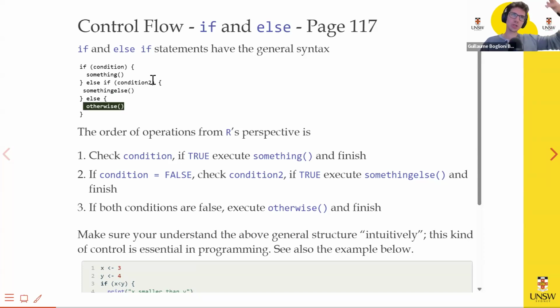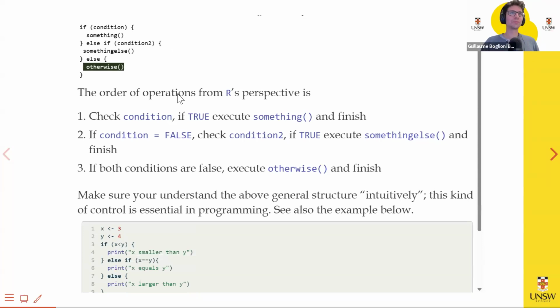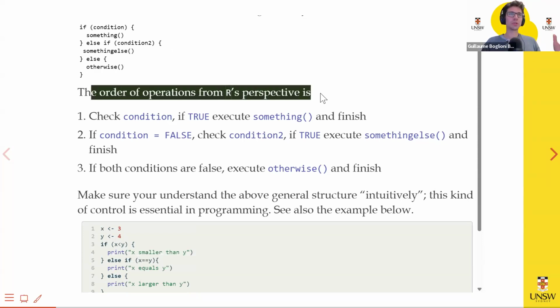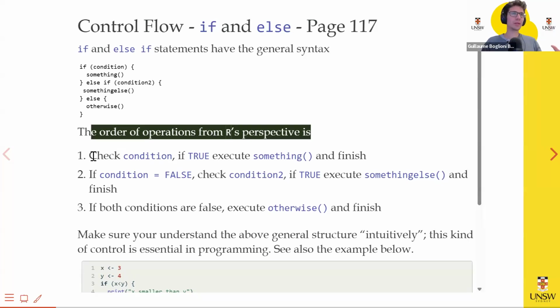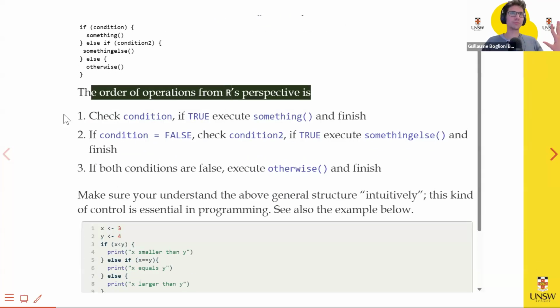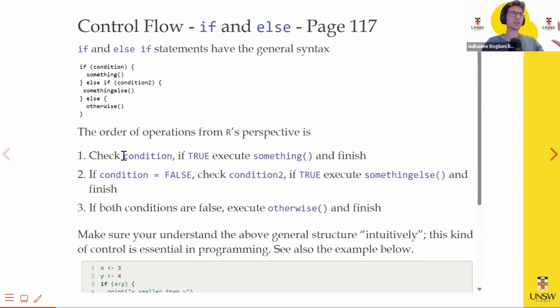Okay, and again, this is just the general structure. So the order of operations from our perspective, well, this is what I just said, but let's repeat. I hear repetition is good for understanding. So what this is doing is checking if condition, the first one here, is true. And if that's true, the code will execute something and finish. So exit the code. So if this is true, do this, and then you don't even read this.